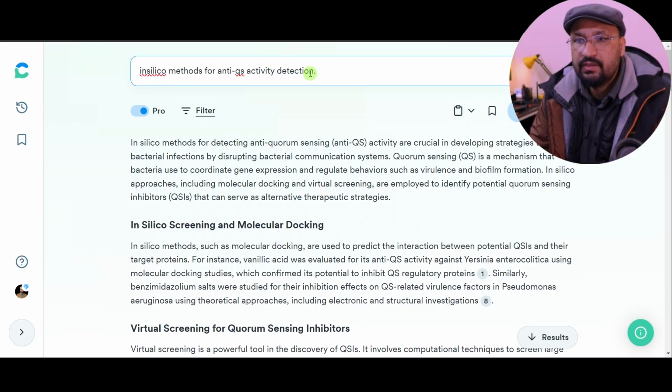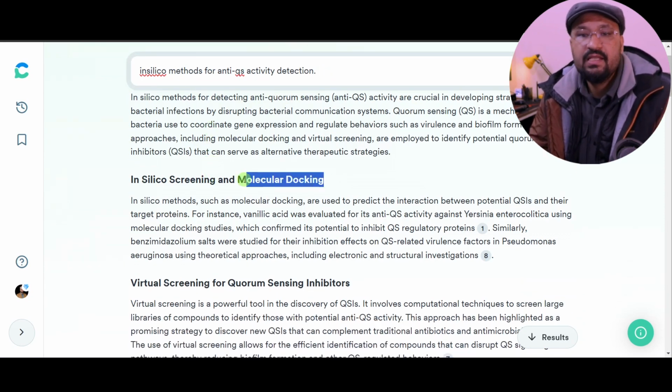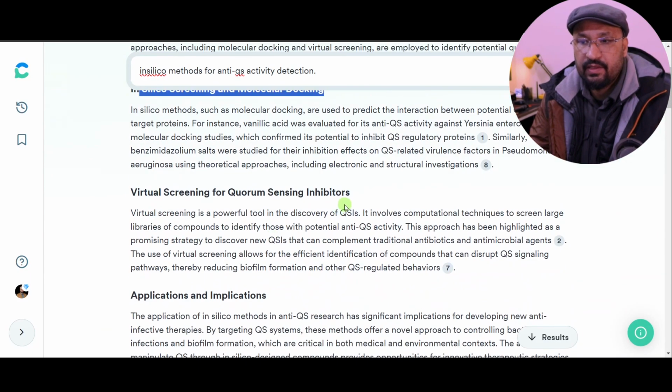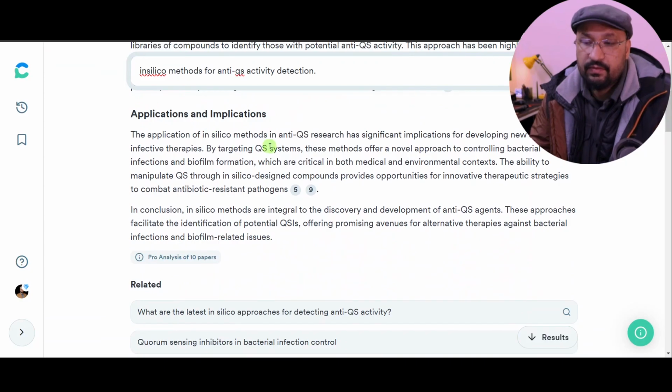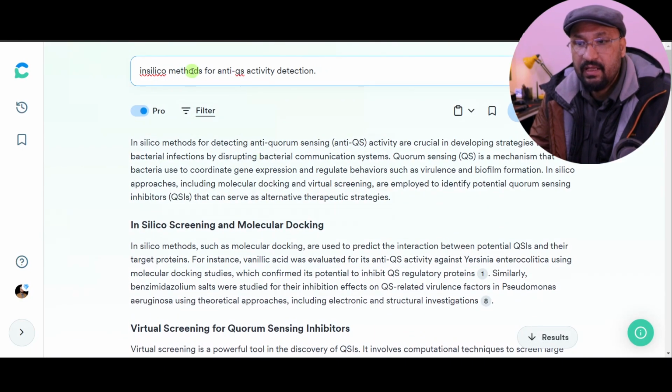Okay, so let's use "in silico methods for anti-quorum sensing activity detection" as a prompt. In this one, you will be provided multiple in silico methods that you can use in your project. For example, molecular docking, and virtual screening for quorum sensing inhibitors. That is one of the methods you should use. And then you can see applications and implications.